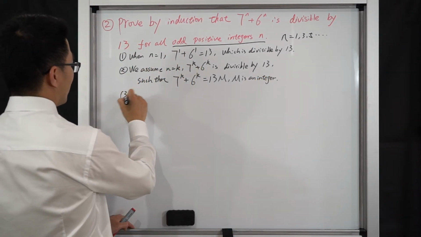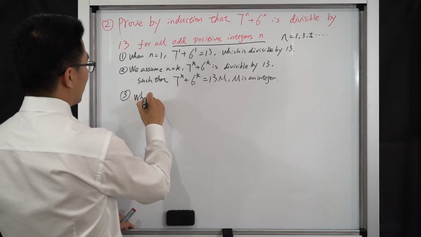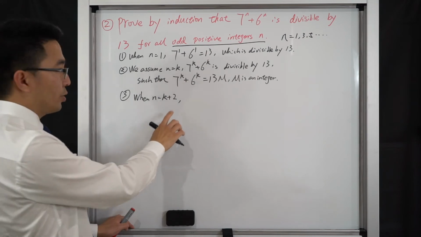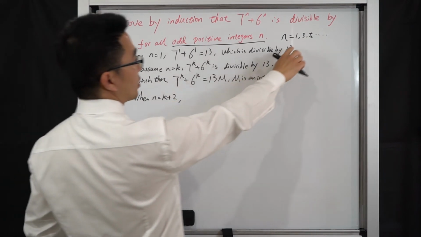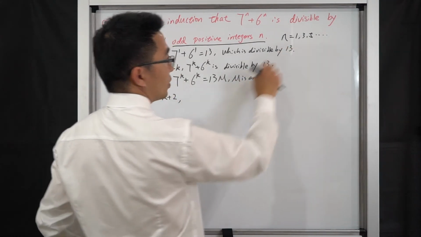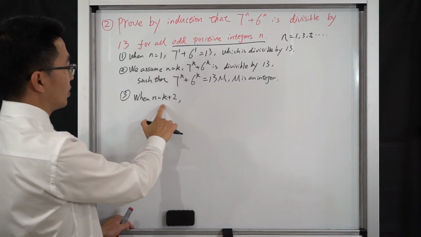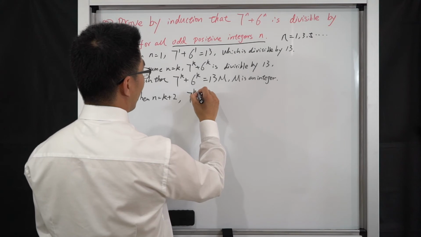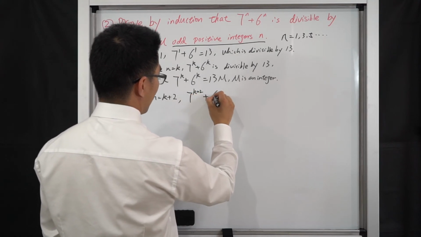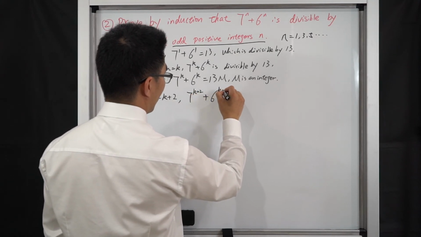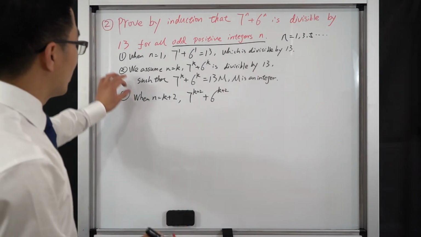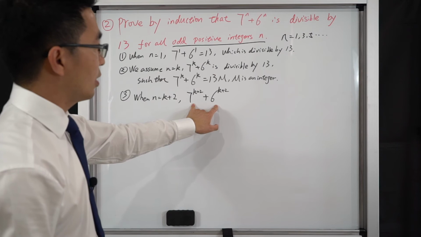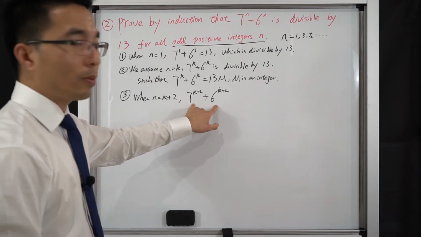In the third step, when n equal to k plus 2, it's k plus 2, not k plus 1, because the difference for each n is 2, okay, for odd numbers only. So we have 7 to the power of k plus 2 plus 6 to the power of k plus 2. Then we have to, based on this assumption, prove 7 to the power of k plus 2 plus 6 to the power of k plus 2 is still divisible by 13.